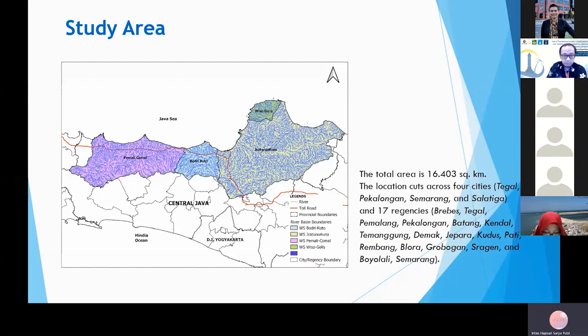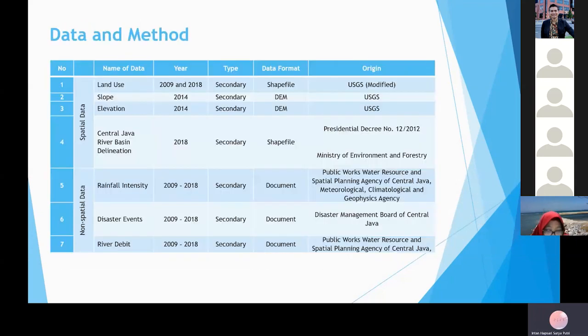This is the study area of this research. It's located in the Central Java. We know that the total area is around 16,000 square kilometers, which cuts across 4 cities in the coast of Central Java, from the west is Tegal, Pekalongan, Semarang, and Salatiga, and the other 17 regencies.